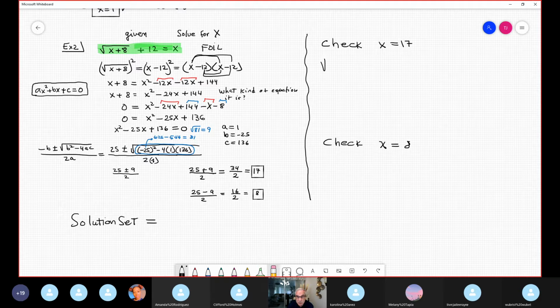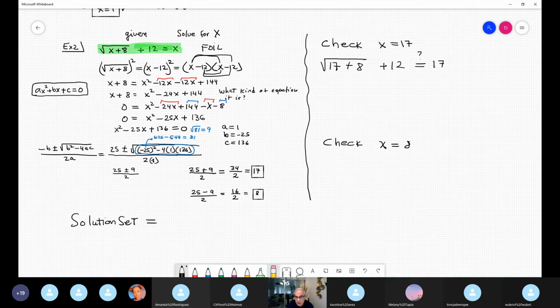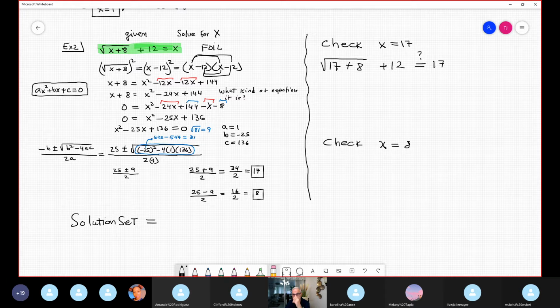So, square root 17 plus 8, plus 12 outside should be 17. I have no idea if this statement is true or false. 17 and 8 together is 25. And the square root of 25 is 5. And 5 plus 12 is 17. Absolutely perfect. 17 equals 17.